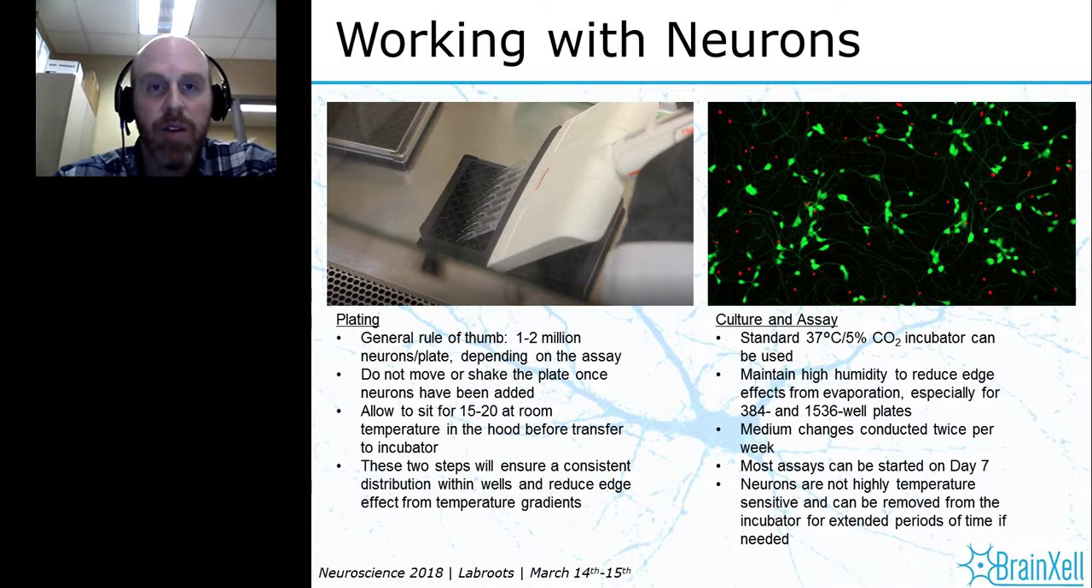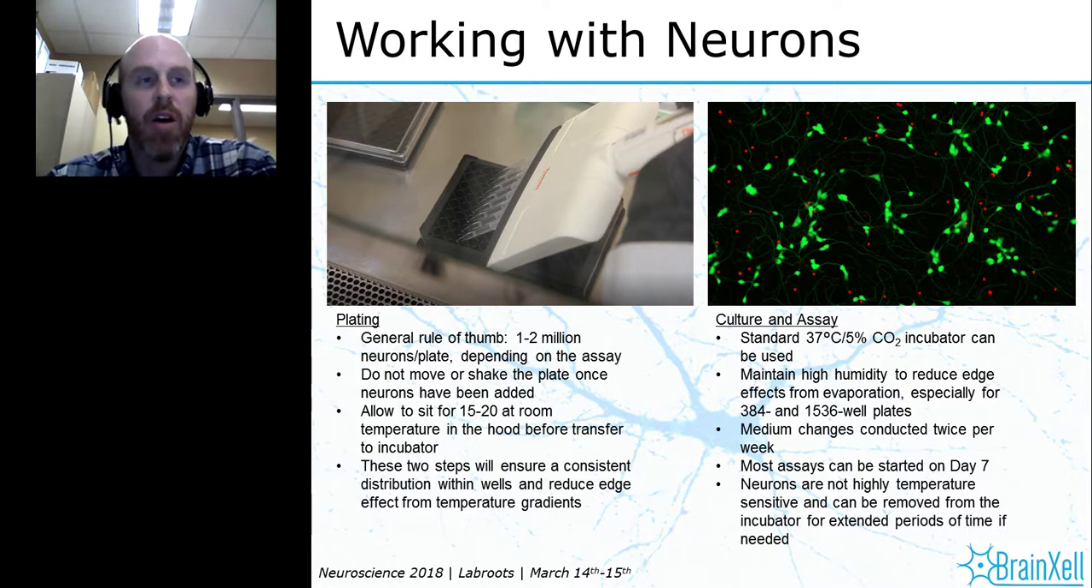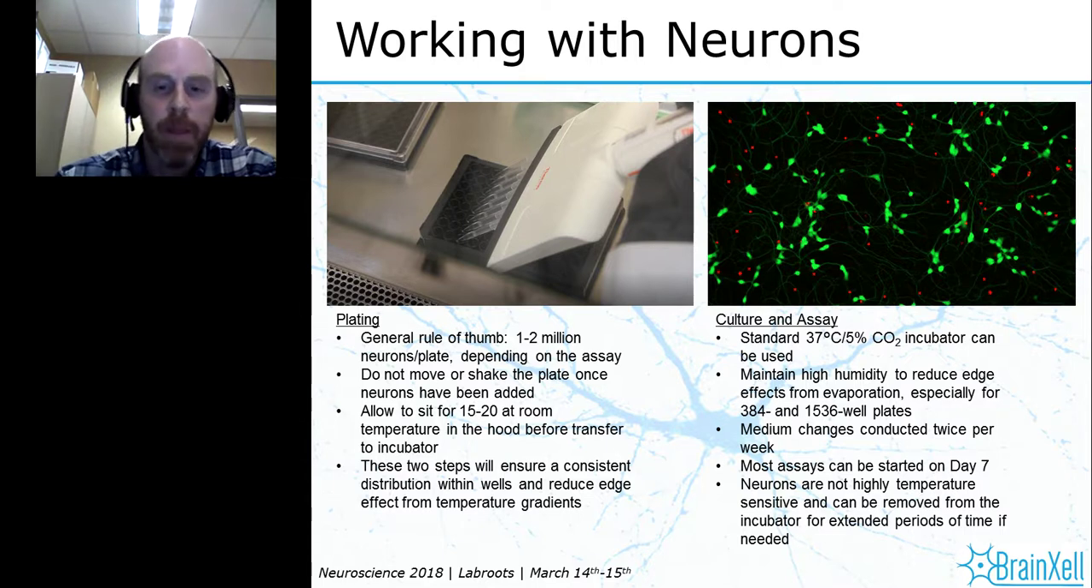Incubation is standard with these cells. There are some groups that use low oxygen incubators. We haven't found that that's necessary, although one challenge we do face in this area and others do is to maintain a very high humidity, and it's particularly problematic with long-term cultures in 384 or 1536 well format. So that's something to keep in mind, especially if you're going more than a few days in 1536 or more than a few weeks in 384, is that you're going to have that edge effect from evaporation.